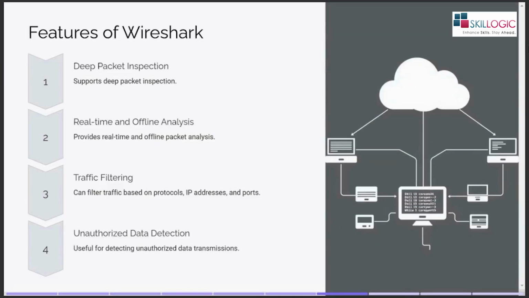What are the features of Wireshark? Deep packet inspection: it supports deep packet inspection and provides real-time and offline packet analysis. Traffic filtering: it can filter traffic based on protocols, IP addresses, and ports. Unauthorized data detection: useful for detecting unauthorized data transmission.